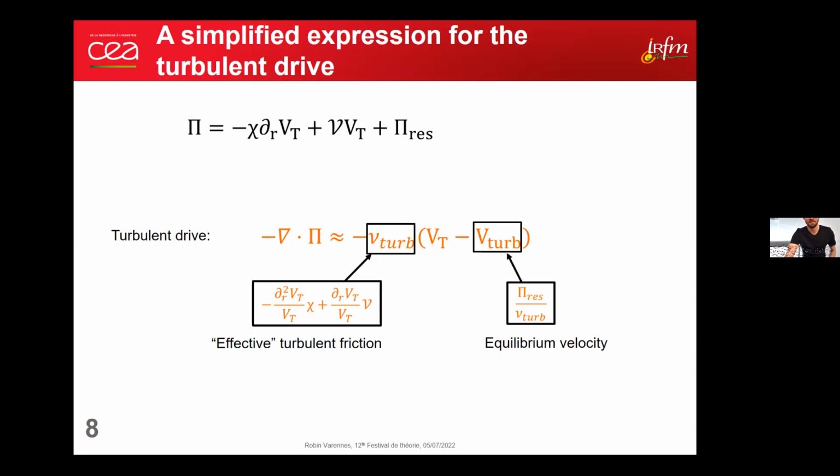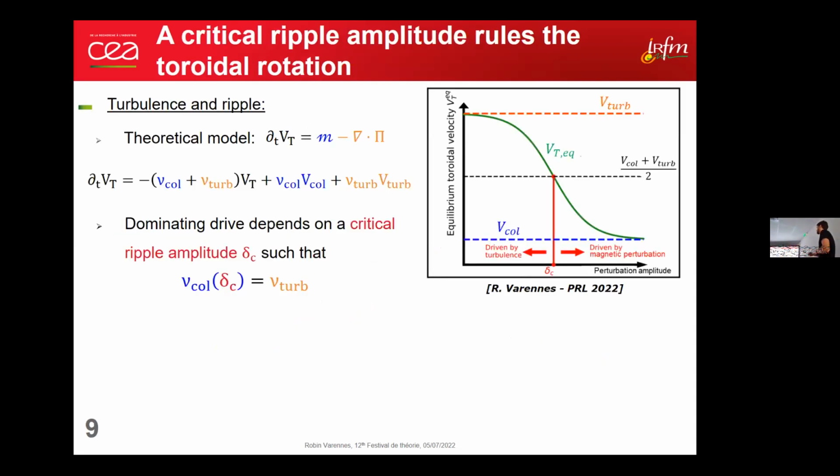So at this point, I have talked about the state of the art of turbulent drive and magnetic braking. The novelty of this study is that now we can take both of them into account together. So you can write an equation based on the conservation of the toroidal momentum, which is written here, which takes into account the magnetic braking and the turbulent drive. If you replace these two quantities with the ones we saw just before, you can write this expression where you have two damping rates, one due to collisions and one due to turbulence. And you also have two source terms.